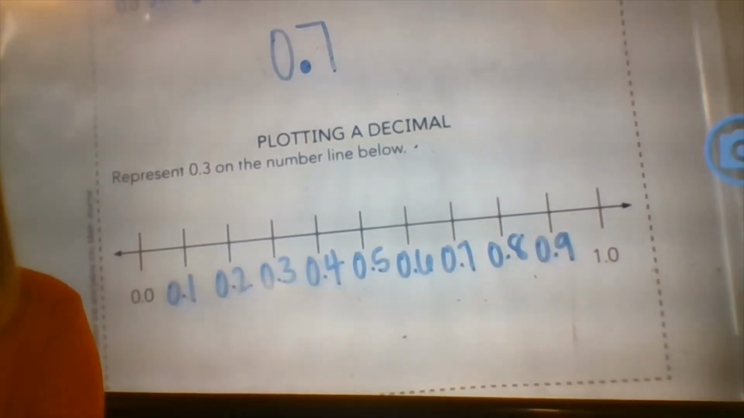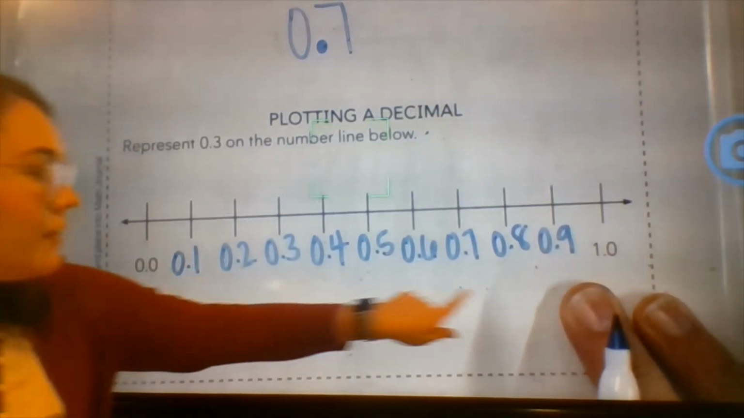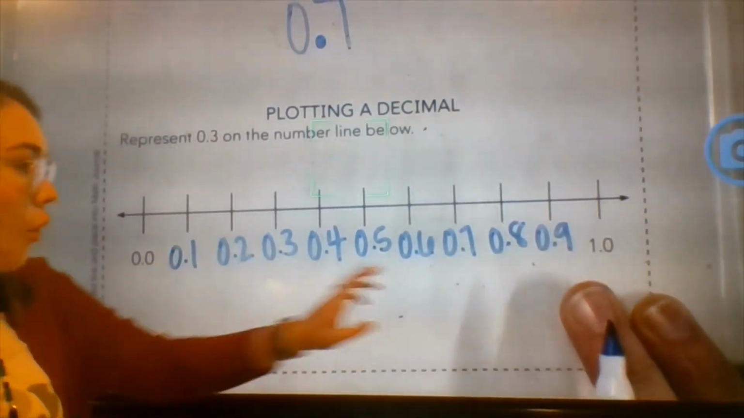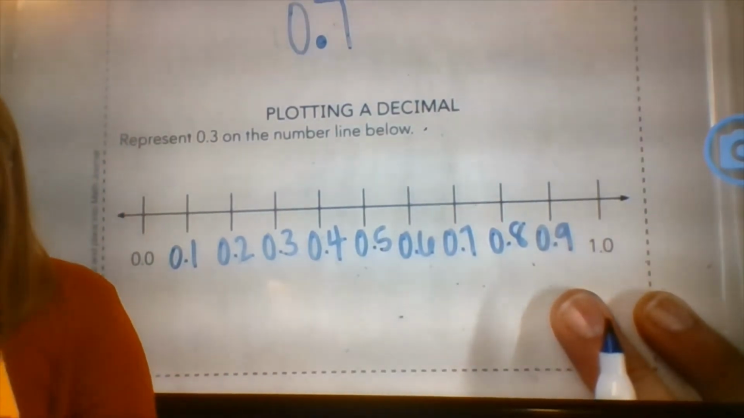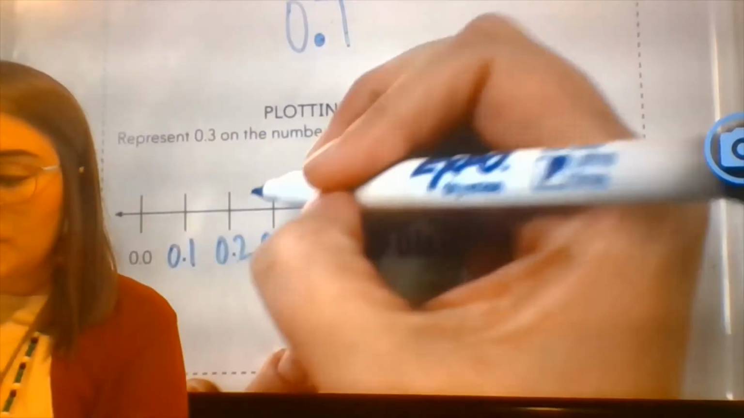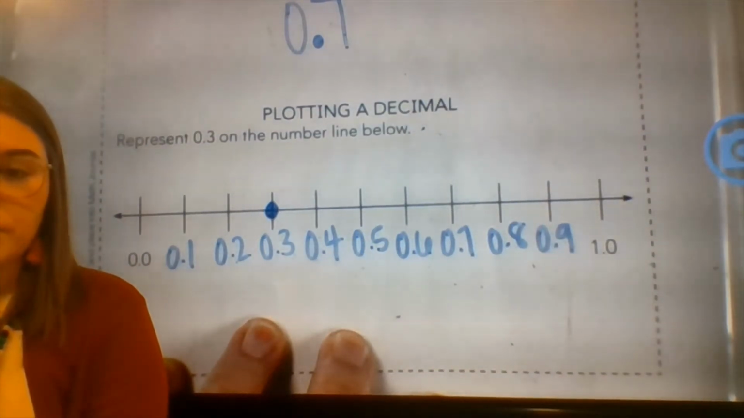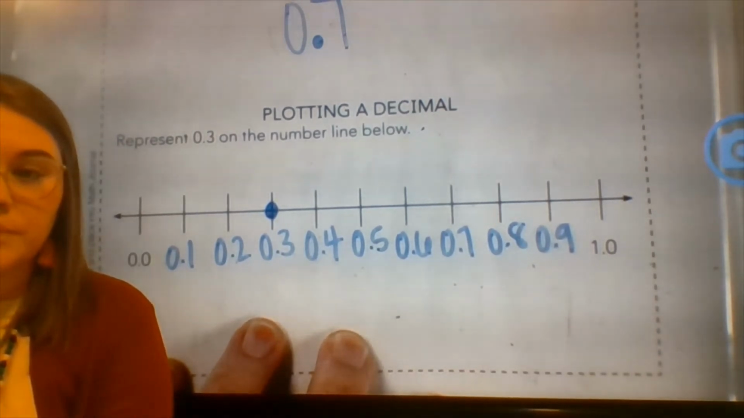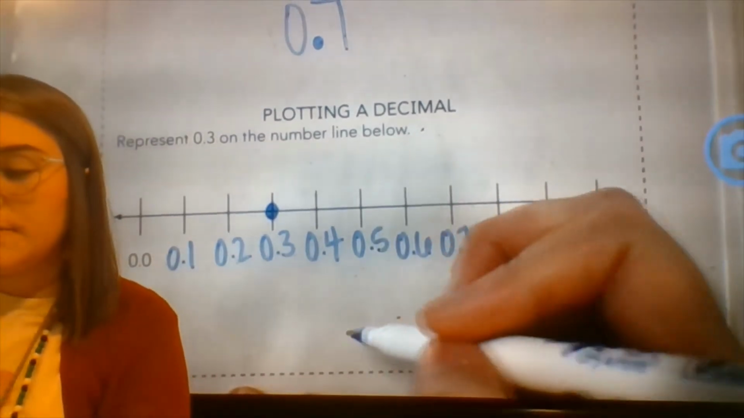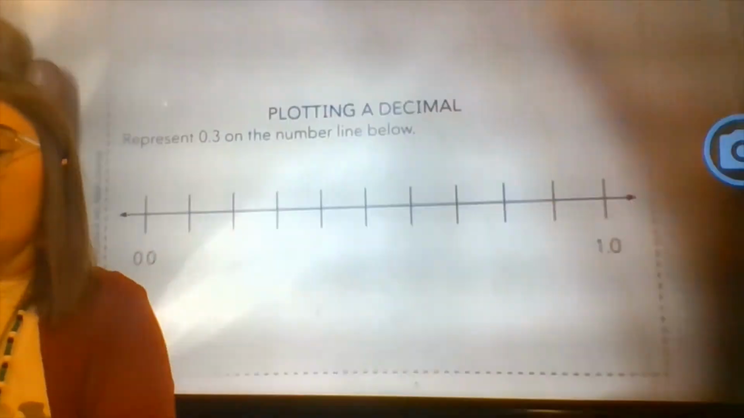And I know to label it by tenths and not by hundredths because the numbers that they have on here for us are whole numbers. They're not decimal numbers. So I know that we're going to be labeling tenths. So it wants us to represent 3/10. So we go to our 3/10. We put our little dot there, and boom. That is 3/10. Okay, so let's erase this and let's look at hundredths real quick.